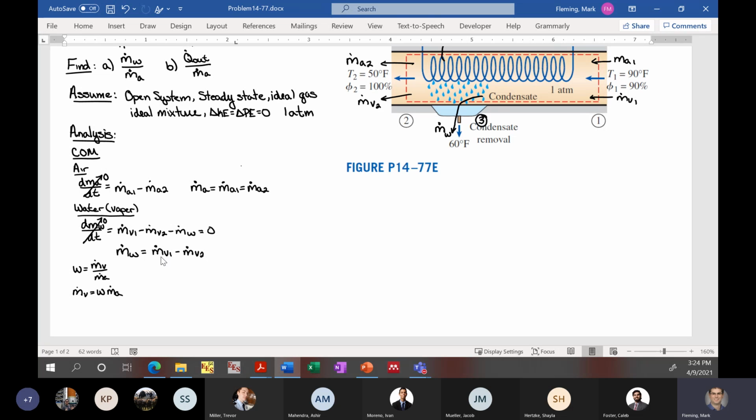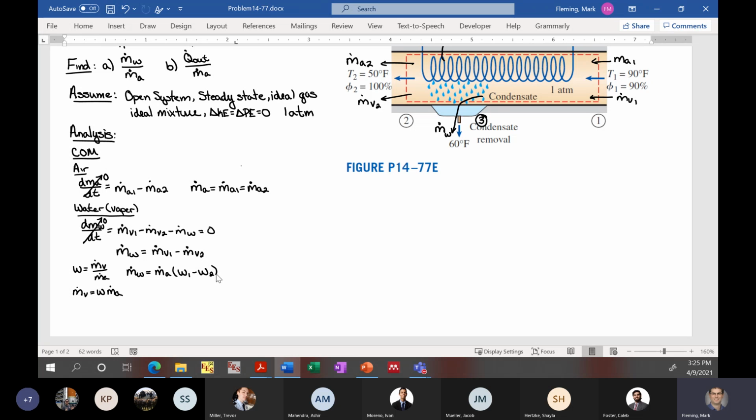And so if we do that, we'll note that we'll have air at state 1, air at state 2, but we said before those two are equal. So we'll go ahead and do the math to combine these, and what we'll find is the mass flow rate of the water that is condensing out is equal to the mass flow rate of the dry air times the humidity ratio at state 1 minus the humidity ratio at state 2.